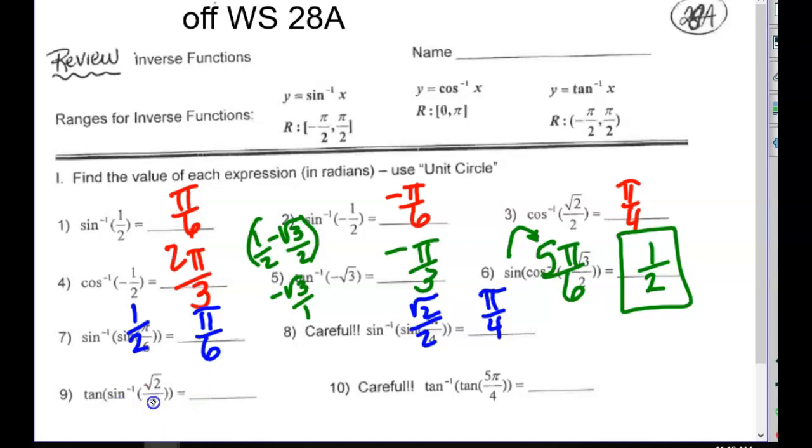Okay, where is the sine square root of 2 over 2? We just did that. Pi over 4. And what is the tangent of pi over 4? Well, it would be square root of 2 over square root of 2, which is 1. Okay, the tangent at 5 pi over 4.